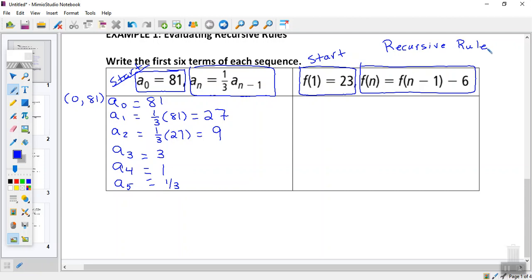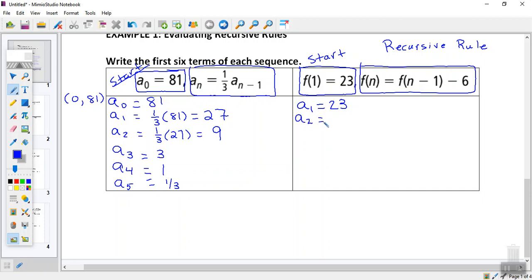Okay, now when they give you this notation, don't let it fool you. When I say f of 1 is equal to 23, kids, this is just like saying a of, what value do they have in here? Equals what value? Okay, so here's the deal. Right now we are at 23, right? Okay, so my next term will equal what I have right now minus what? Okay, so my next term, a of 2, is going to equal what I have right now.